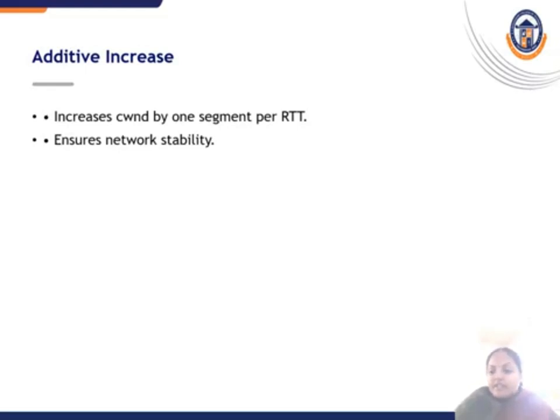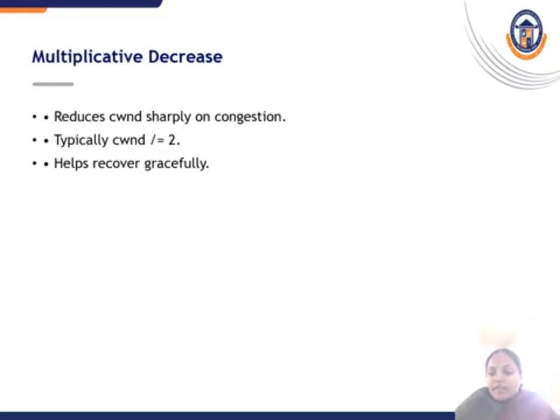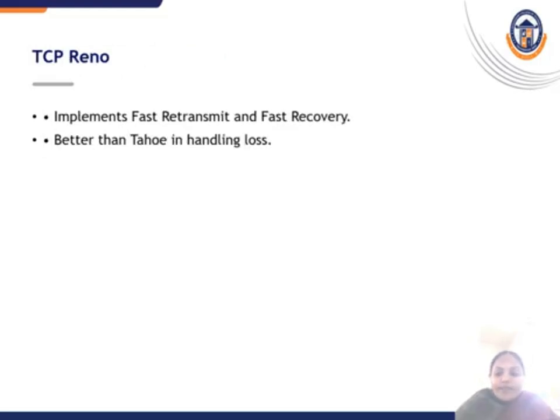TCP establishes the connection using a three-way handshake. Once connected, it ensures reliable delivery and controls congestion to avoid overwhelming the network. The key congestion control mechanisms are slow start, congestion avoidance, and fast retransmit for quick response to packet loss. The multiplicative decrease reduces the congestion window sharply on congestion. Typically, the congestion window is divided by 2, which helps recover gracefully.